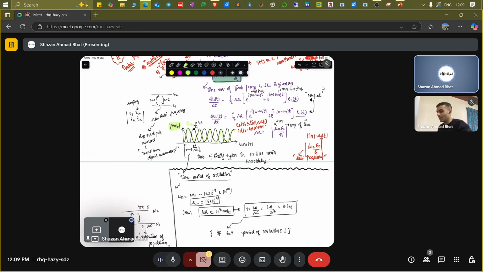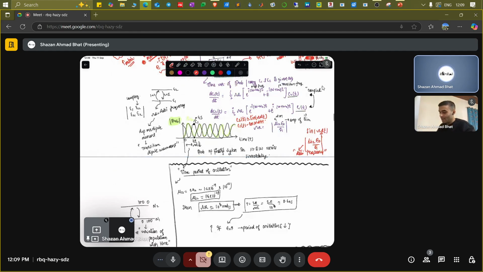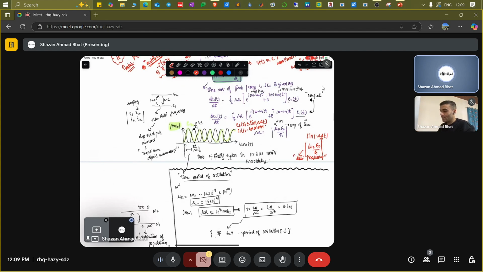This C1 of t and C2 of t is basically the time evolution of the probability distributions in state 1 and state 2. And what does it mean? It means that there is flipping of these states. It goes up, it goes down, it keeps on moving like this. So that is basically something called a Rabi frequency.